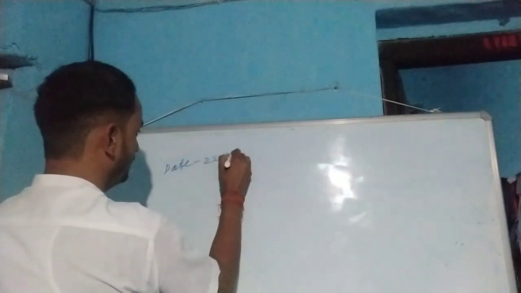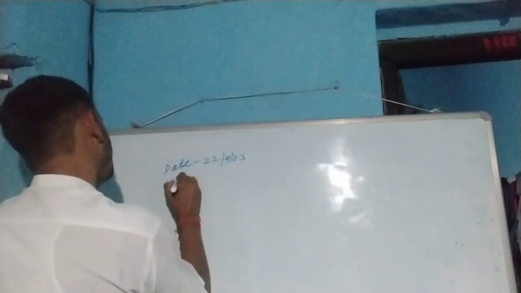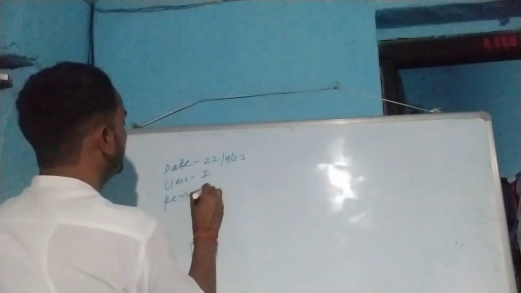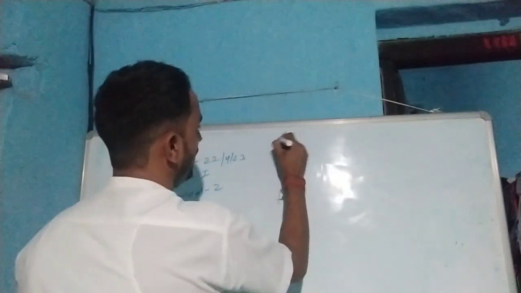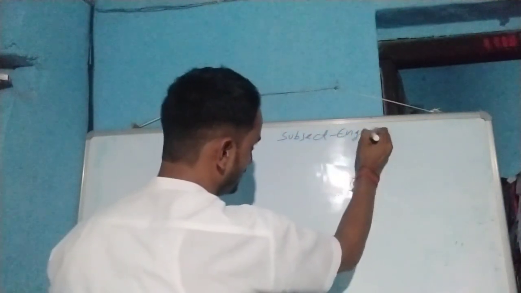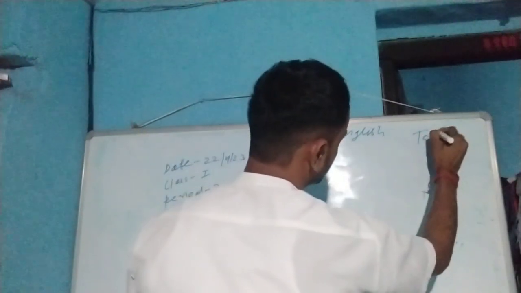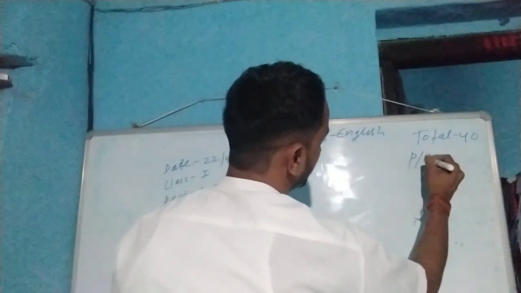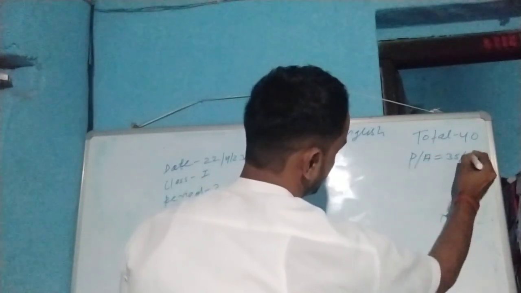Good morning class, how are you today? Good, I'm also good. Tell me first, what is the date today? Today it is 22 April. Very good. And which class do you read in? Class 1. Very good. And which period is going on? Period 2. Very good. And which subject are we going to read? English. Excellent. And how many students are there in your class? 40. And how many students are absent?